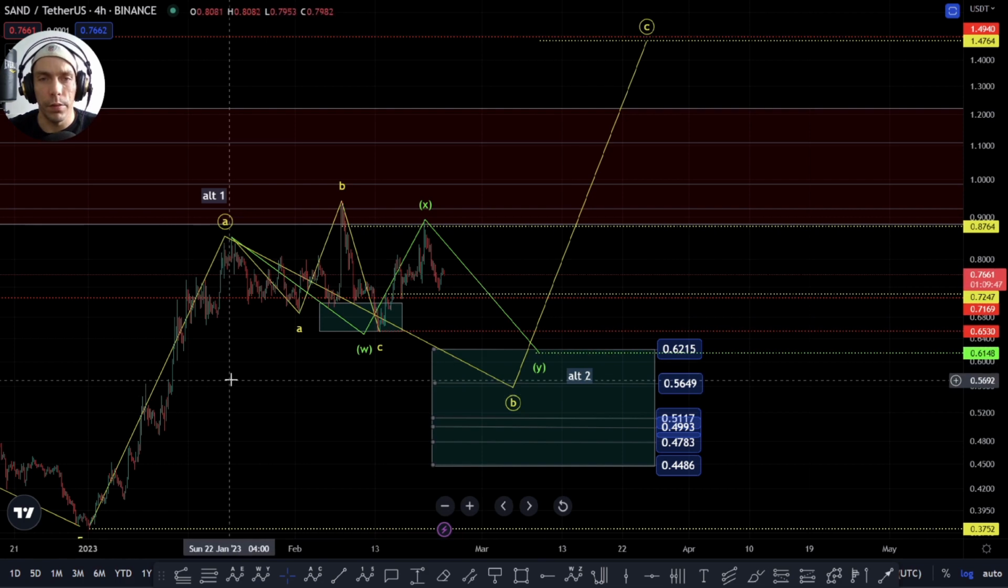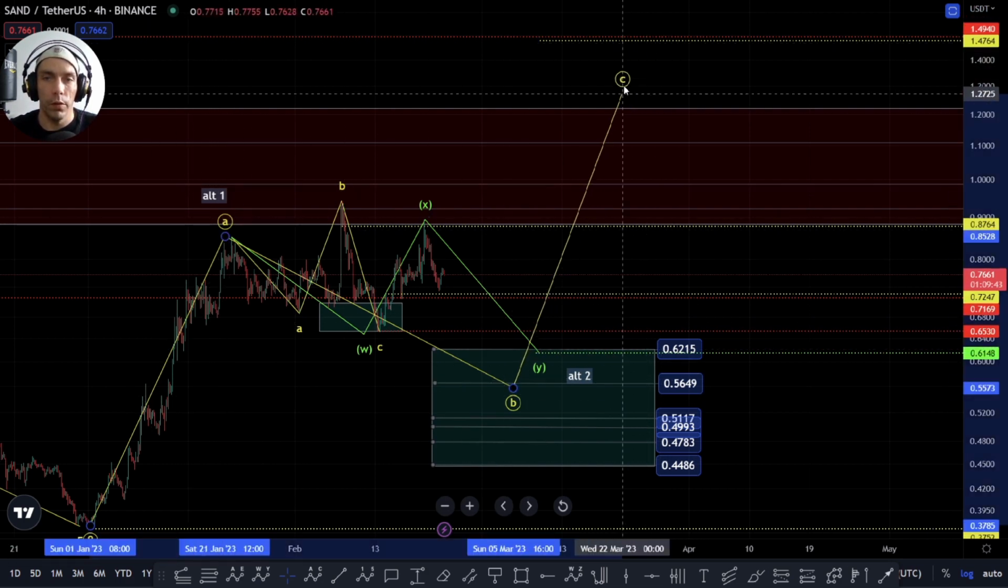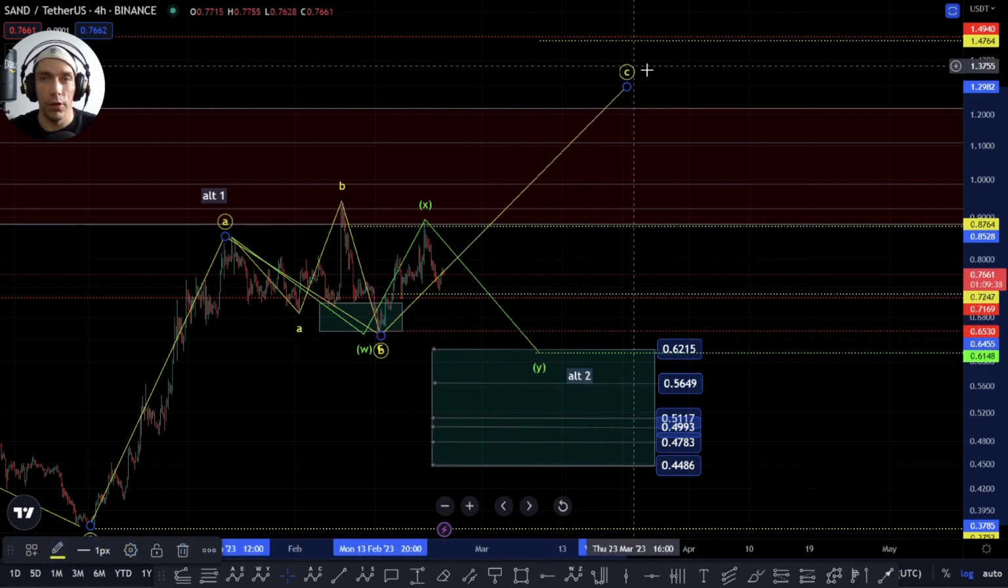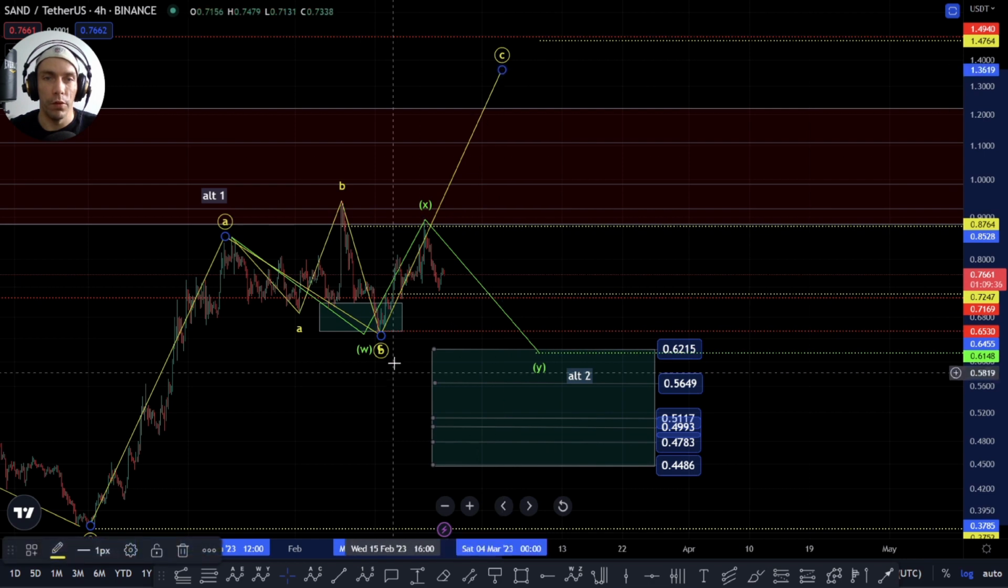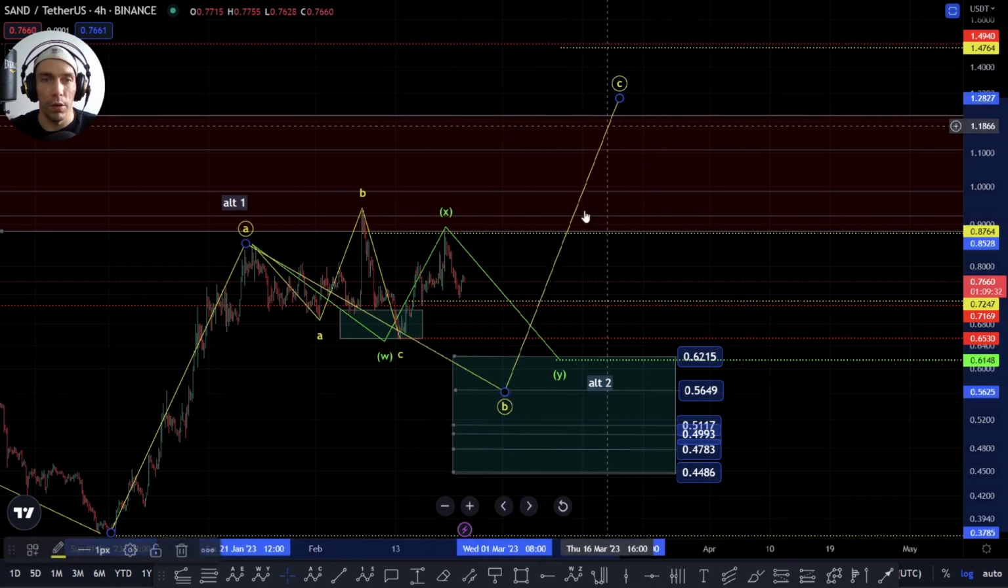Okay, so let's get into the fun stuff now. Primarily, I'm still looking for the fact that we could still be looking for the C wave to the upside for SAND. We can argue that potentially we had a flat shape and it could be looking to push up from this point. Alternatively, we can also argue that we are still potentially within this B wave.